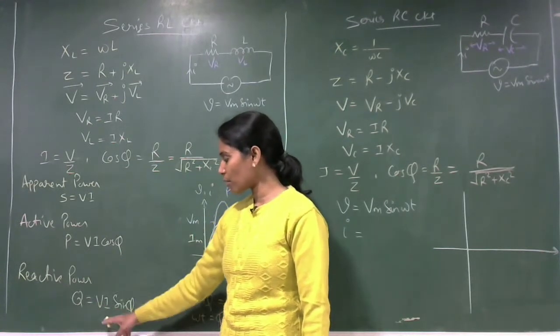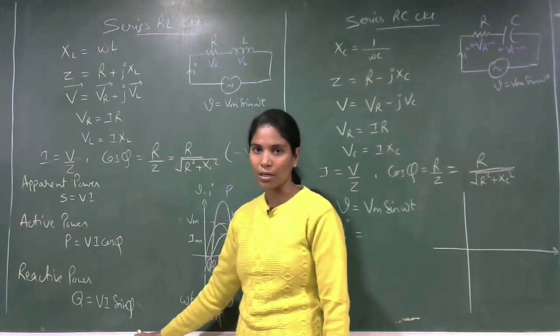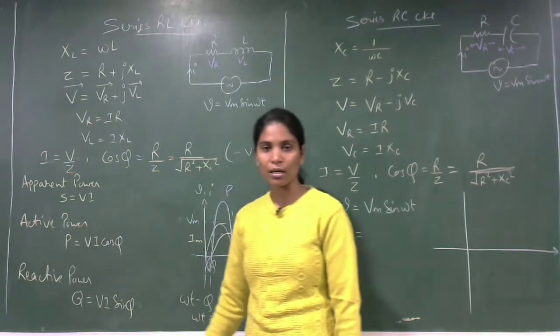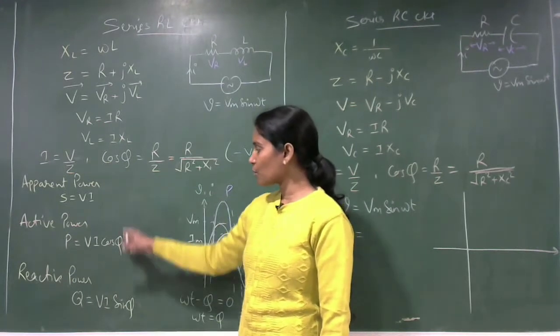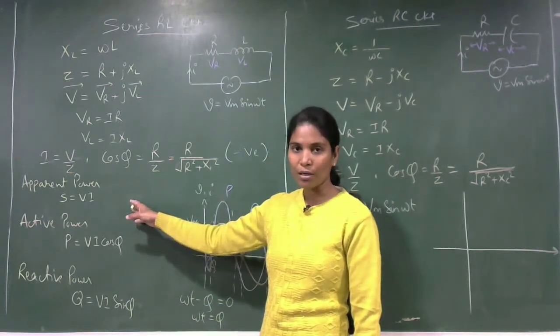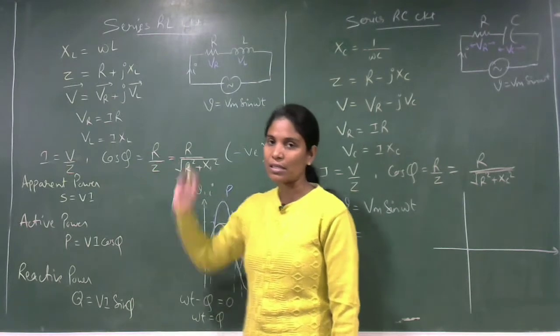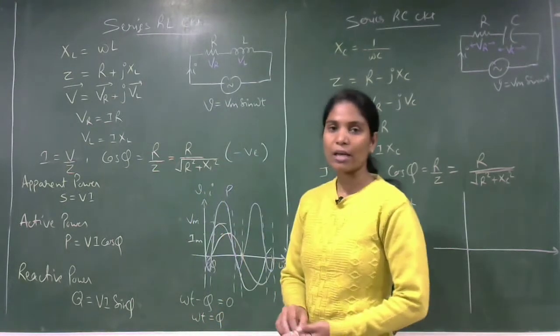And then reactive power, the formula for that is VI sin phi. Again, RMS values of voltage and current. So with the help of these formulas, you can get the value of apparent power, active power and reactive power for the series RL circuit. So this is about the series RL combination.